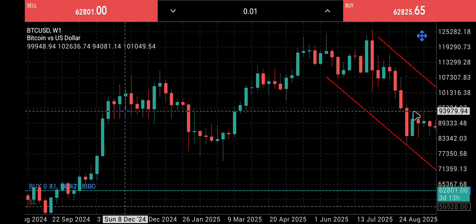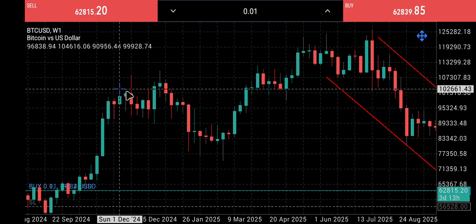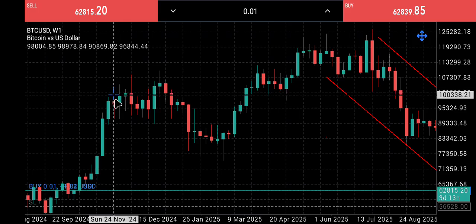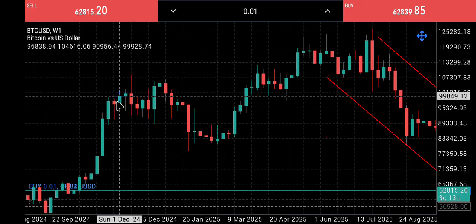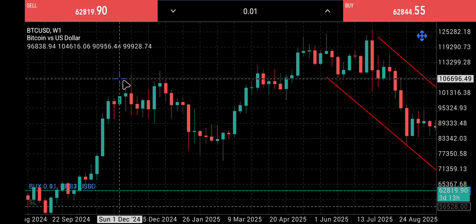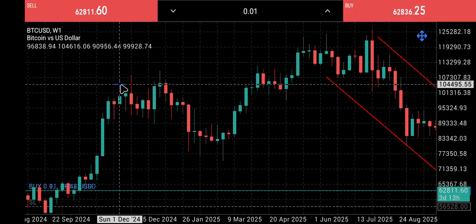What was the price then? The price was 93,979.94. After the rejection of that price, buyers came in. Then they pushed this price up to this area. You see, they pushed this price up to here, right? Up there. They pushed the price up to that area.